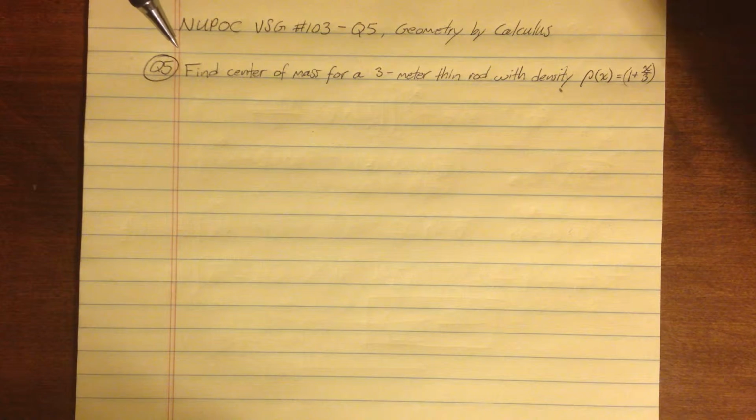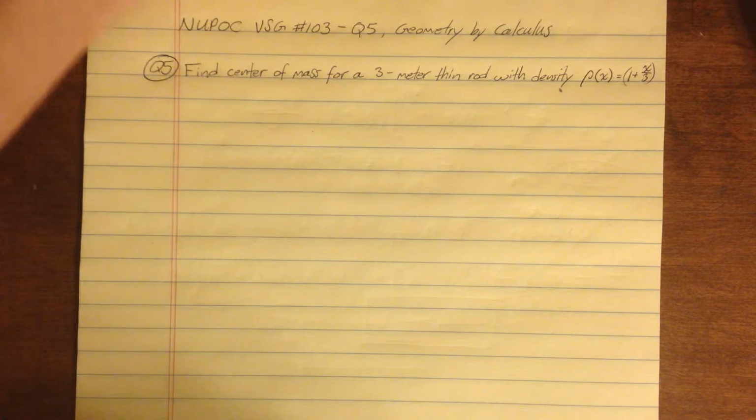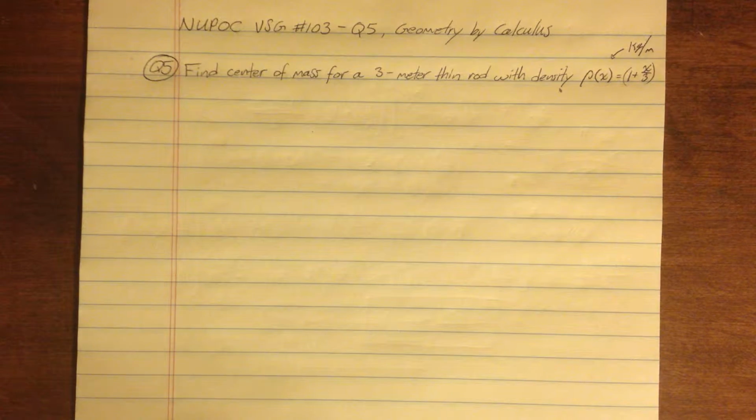Let's take a look at another geometry by calculus problem, and this time, instead of just deriving an area or volume, we're going to use integration to find the center of mass along a 3-meter thin rod that has this density function here: rho of x equals 1 plus x over 3, and the units on density are kilograms per meter in this case, since we just have a thin rod. It's not kilograms per square meter, which it would be if we had a thin plate or a thin sheet. And of course, if we get a 3D object, it would be kilograms per cubic meter or kilograms per cubic centimeter or something like that.